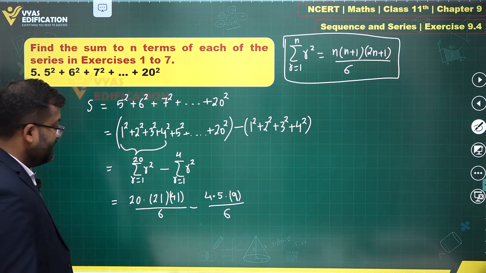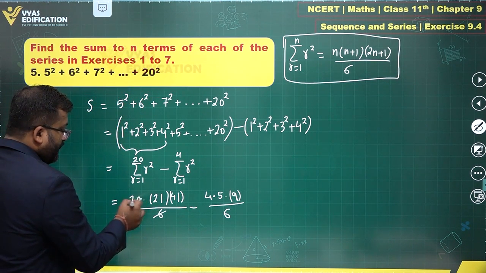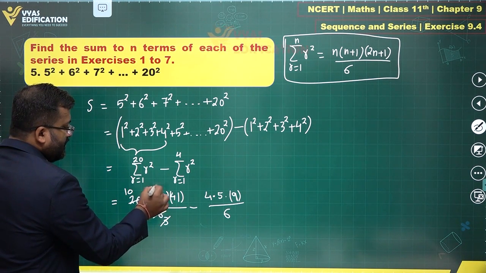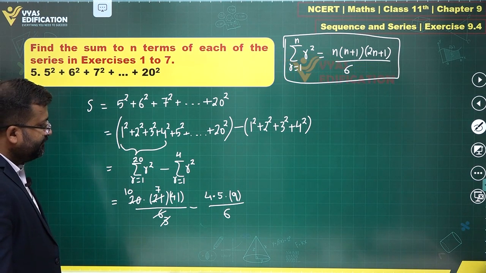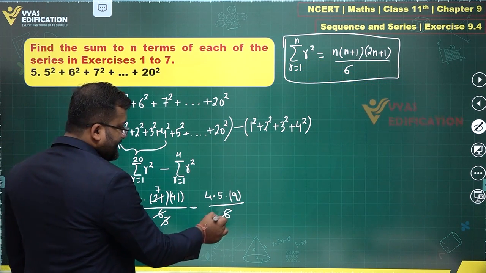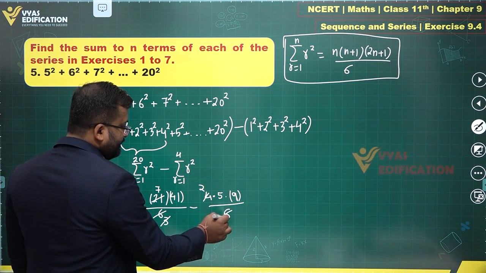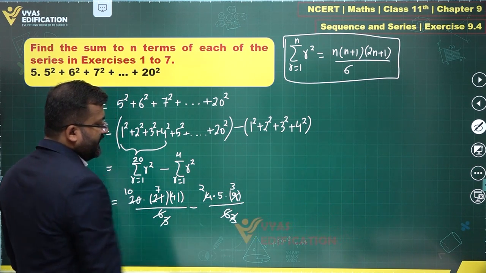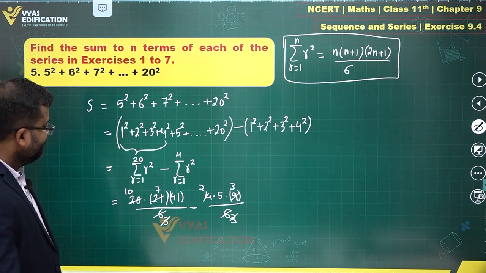Let's divide these things. 20 goes 2 times, you're left with a 3. This goes 7 times, you're left with 7 over here. 6 goes twice, and you're left with 3. 3 goes thrice with this, right? This is what you get.